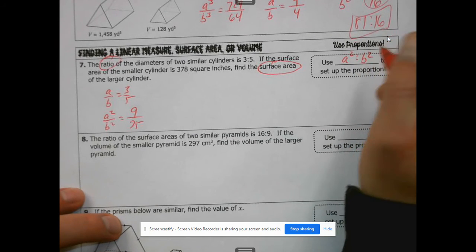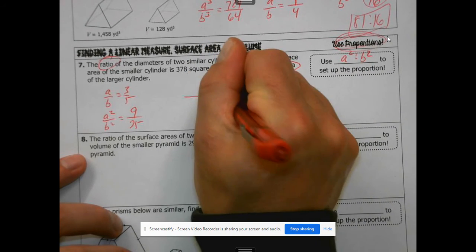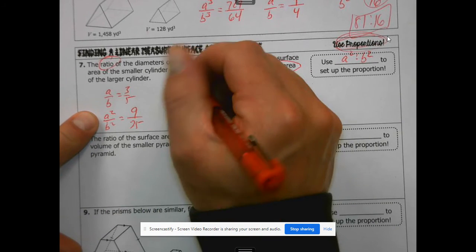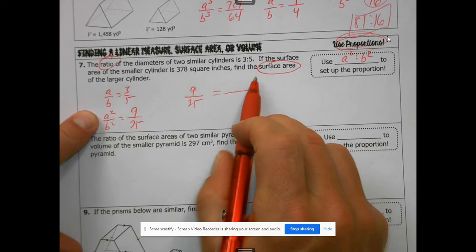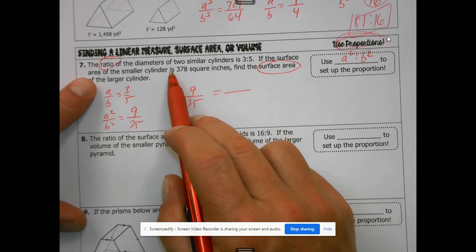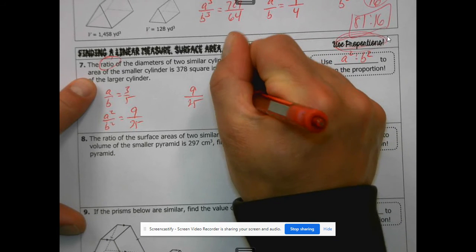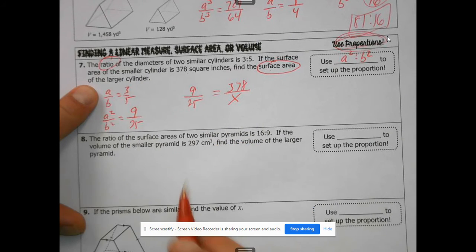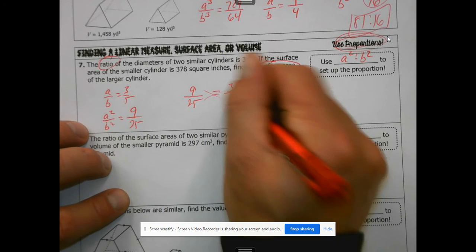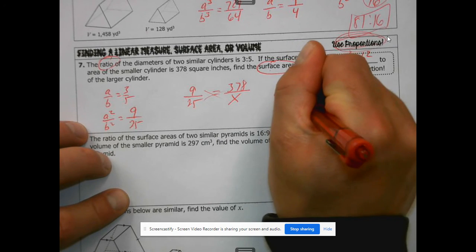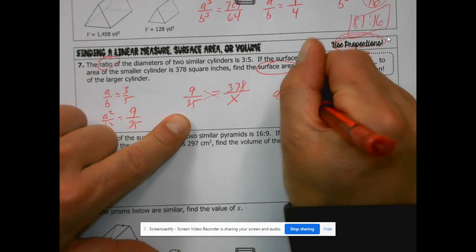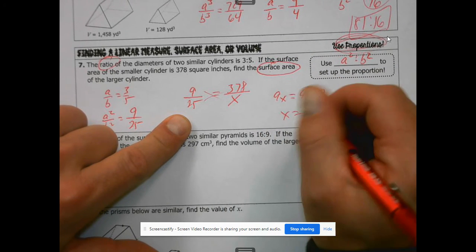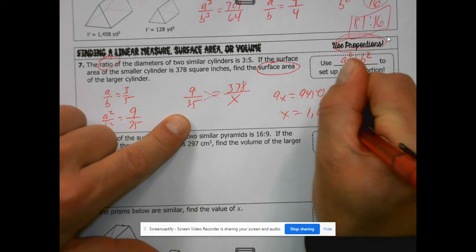Now we set up using proportion. Remember, proportion was this, right? Set up the proportion. Ratio of areas 9 to 25 equals surface area of smaller cylinder is 378 over the unknown of the larger, right? Cross multiply this times this. 9 times x, 9x. 25 times that is 9,450. Divide both sides by 9, and x comes out to be 1,050 square inches.